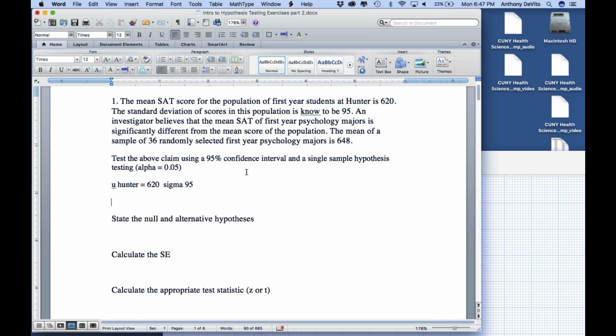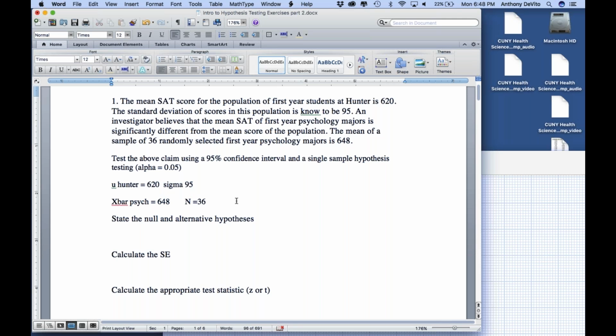Now we're going to take a sample of a different group of students, psych majors. We don't actually know the mean for psych majors. We know the sample's mean, which we're going to call X bar. The mean X bar for our psych majors is equal to 648. We chose a sample size of 36. And I'm going to assume for the moment that the variability is roughly the same as the population, so I know what the standard deviation is.